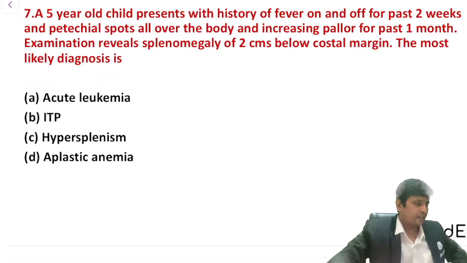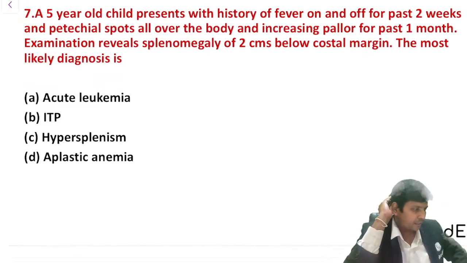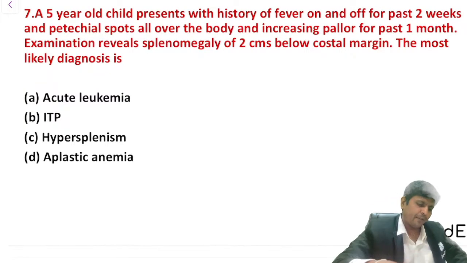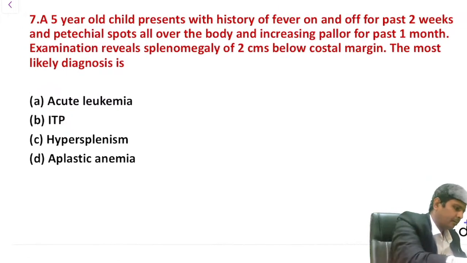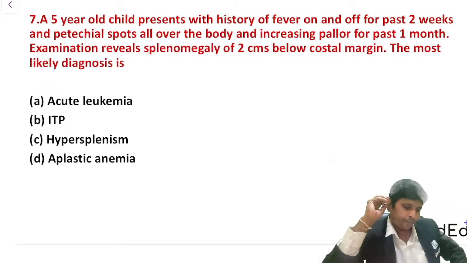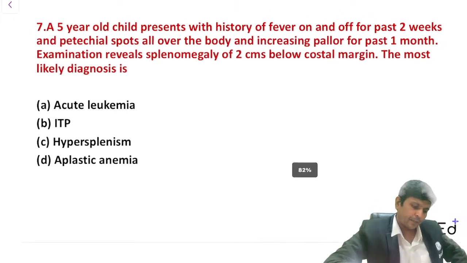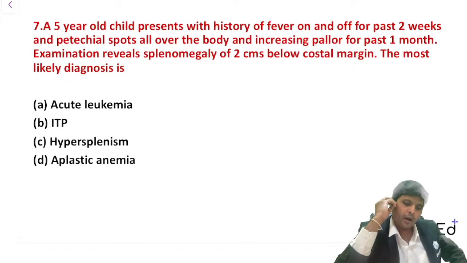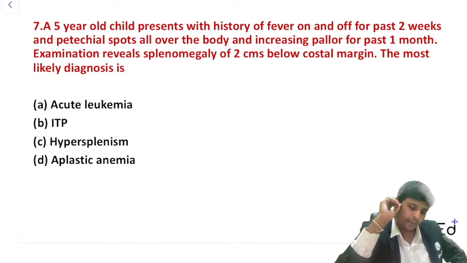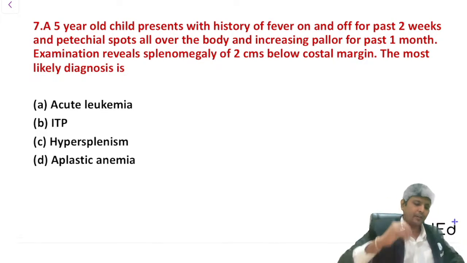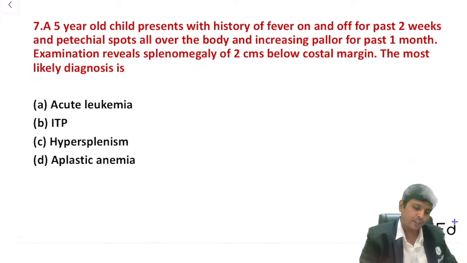Then what is this question? Seventh question. A 5-year-old child presents with history of fever on and off for the past 2 weeks and petechial spots all over the body and increasing pallor for the past 1 month. Examination revealed splenomegaly below costal margin. The most likely diagnosis is.